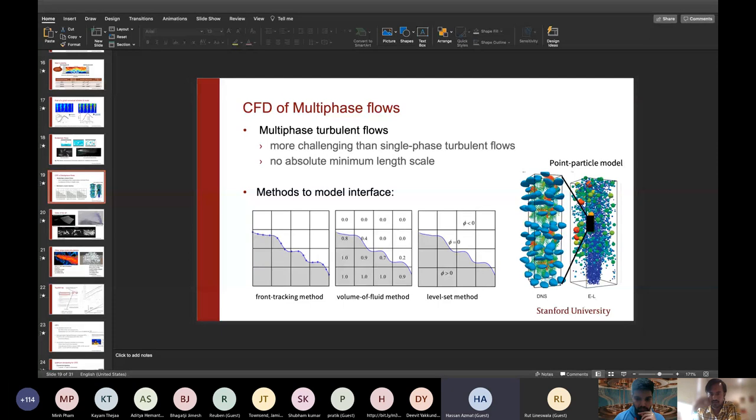So one other question came in. Why do we have so many methods like FDM, FVM, FEM for simulation when just one method is enough for one problem? Because at the end, we do end up doing validation and verification.